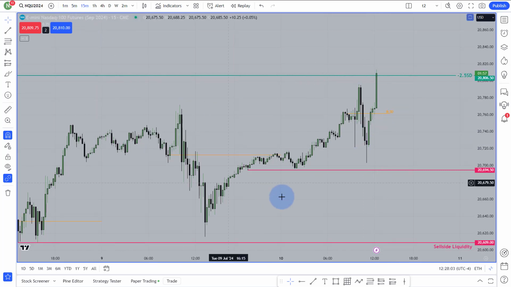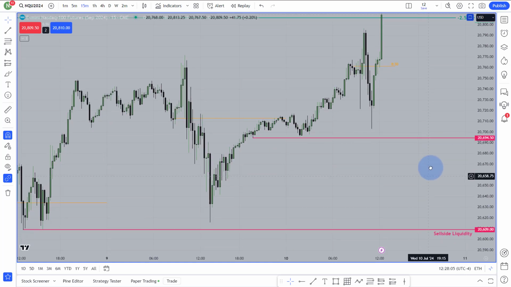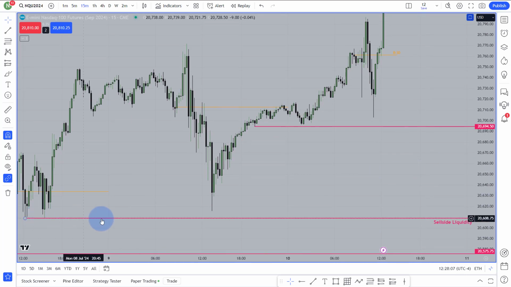Now let me show you some more things over here. Now you have already understood that history repeats. This is relatively equal lows; the market has made the strongest liquidity.